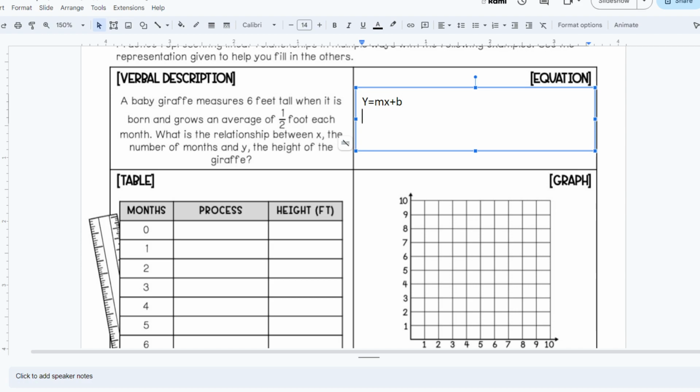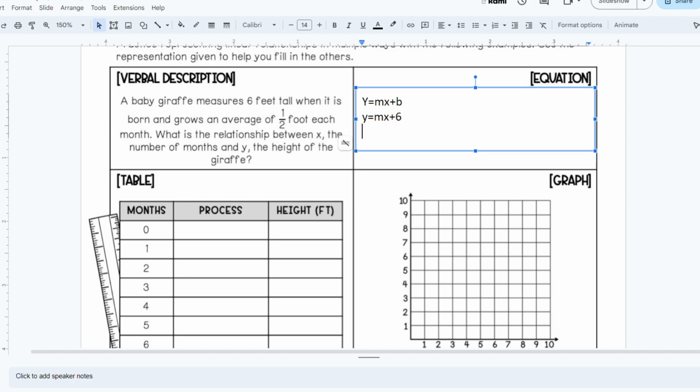So your b value is going to be where the graph starts at 0, or where x equals 0, or in this case, the month when the baby giraffe is born, so month 0 when it's first born. And it says that it's 6 feet tall when it is first born. So that b value is going to be 6 in this case.